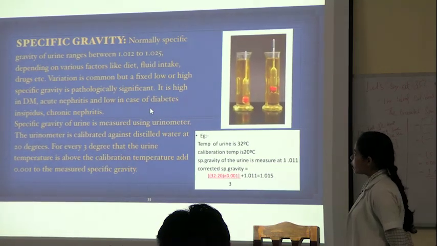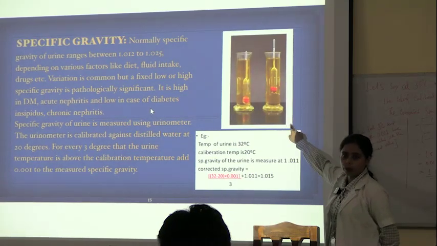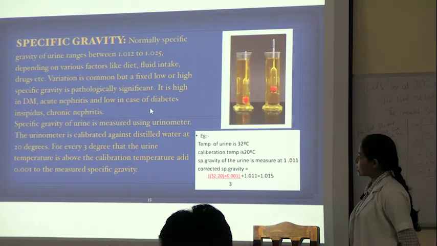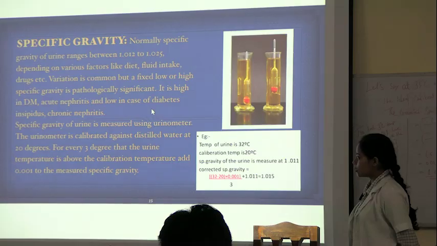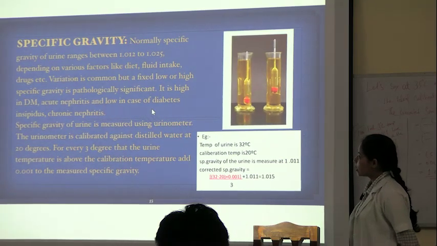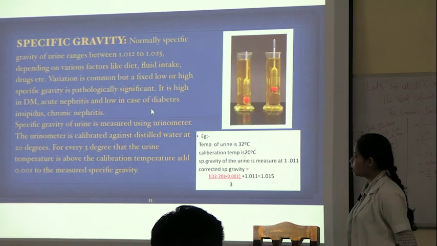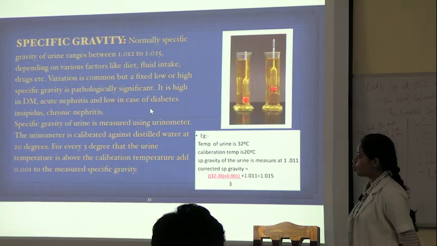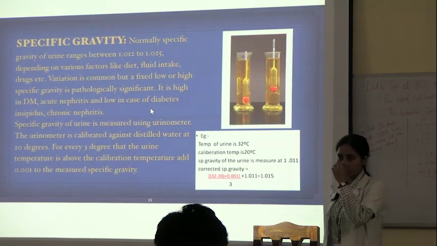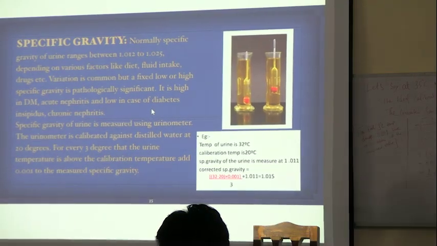Specific gravity of urine is measured using a urinometer. Now the urinometer is calibrated against distilled water at 20 degrees, that is the fixed temperature. For every 3 degrees that the urine temperature is above the calibration temperature, add 0.001 to the measured specific gravity. Did you understand what it meant? So look here, can you see this?